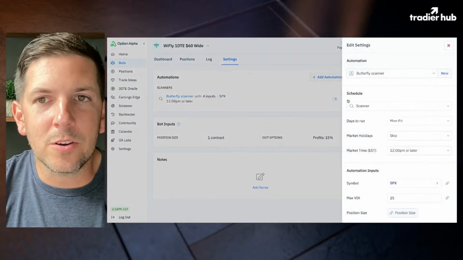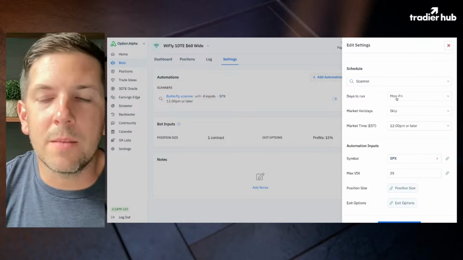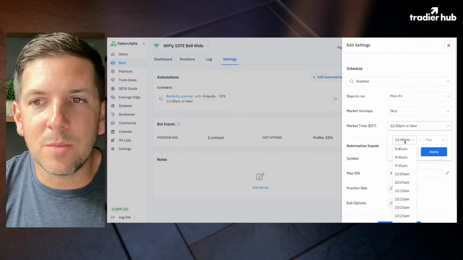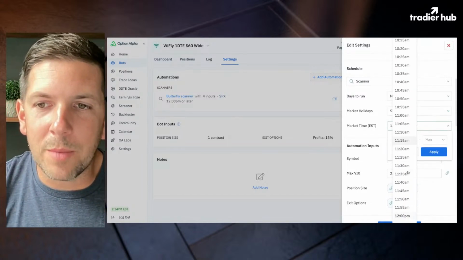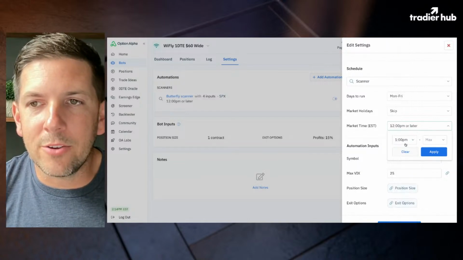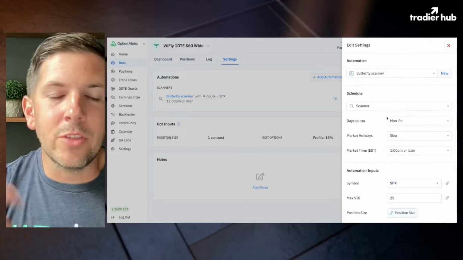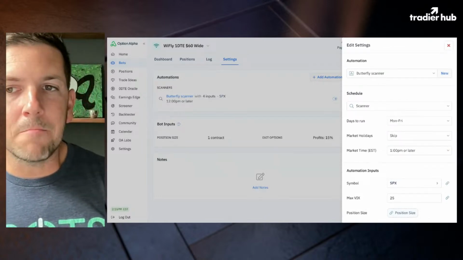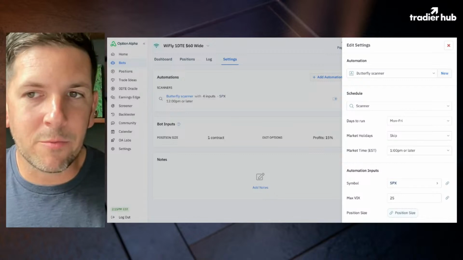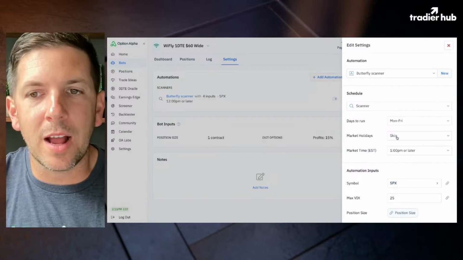So what I'm going to do first of all is go in here and run this on times that are about 1 o'clock and after. 12 might be a little bit early for me. I like the idea of running it a little bit later in the afternoon. So I'll do 1 o'clock and after. So this scanner, even though it will be turned on inside of the bot, won't actually kick in and run until 1 p.m. or later. It will skip over market holidays.